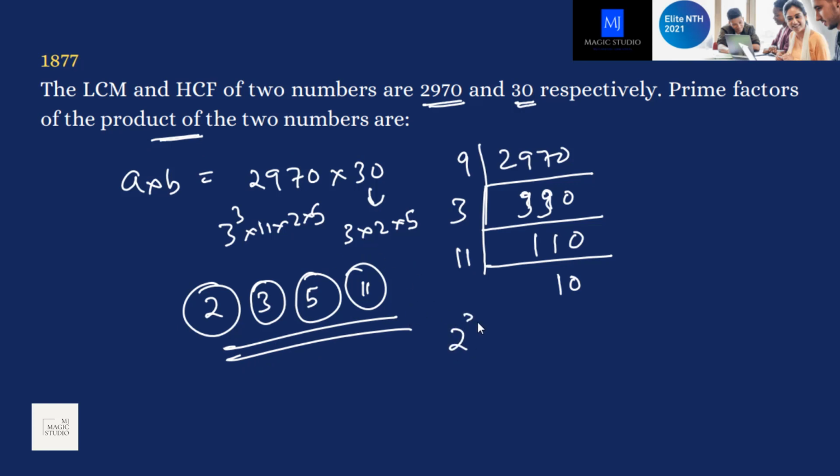Or we can write this as 2 to the power 2 into 3 to the power 4 into 5 to the power 2 into 11 to the power 1. These are the prime factors of the product of these two numbers.